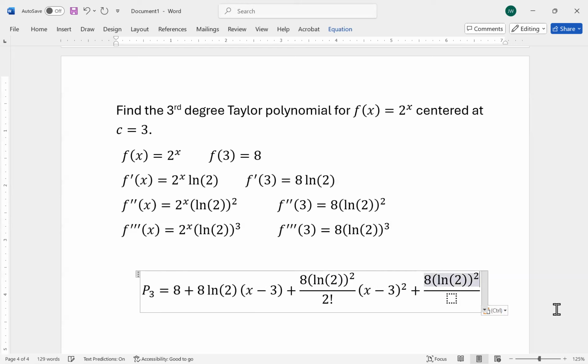So let's do the same thing. Let's find a fifth degree Taylor polynomial for the natural log of x centered at c equals 1. And then let's calculate p sub 5 of 1.05 and f of 1.05.